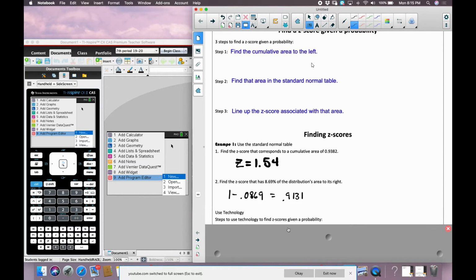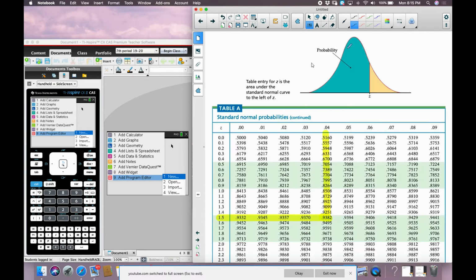So now I'm going to go to that table. Use a different color this time. Let's use green. 0.9131. There it is. So that belongs to a z-score of, there's my hundredths place, my ones and tenths place, so 1.36.